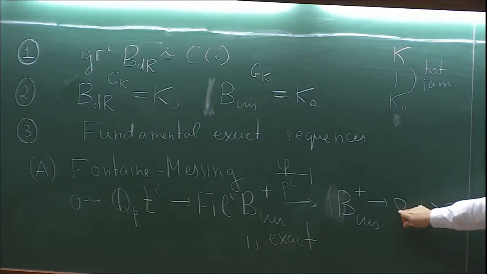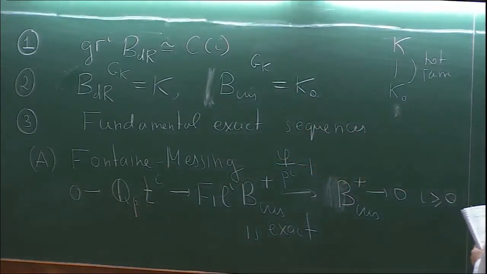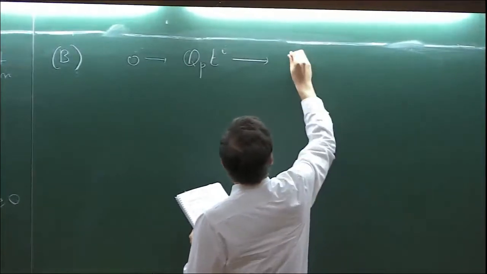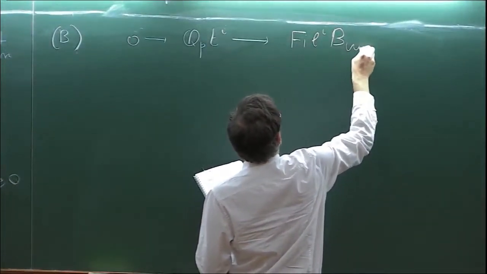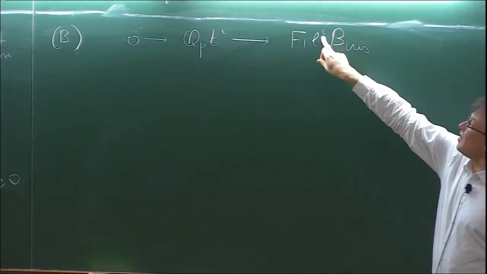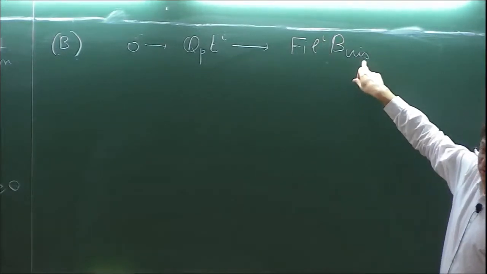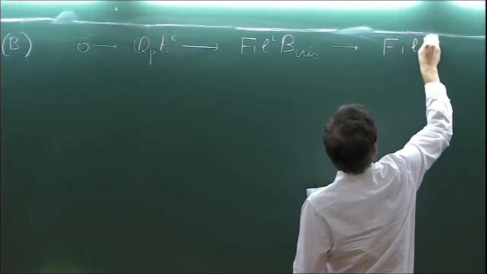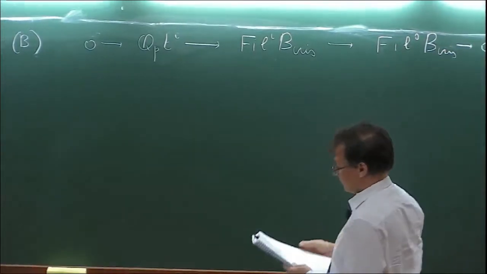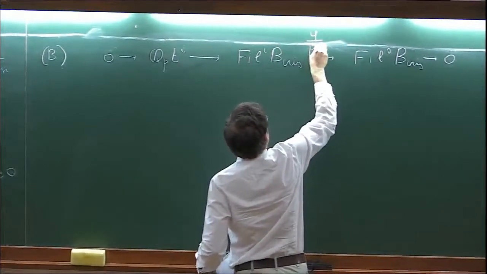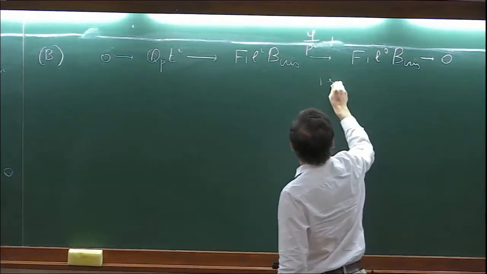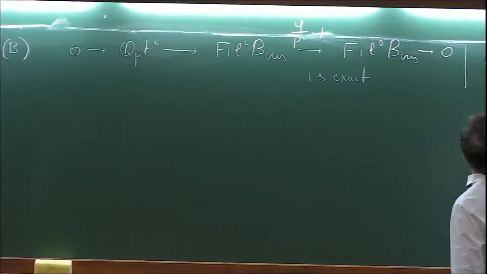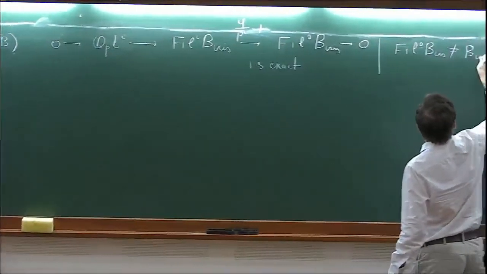And from this exact sequence, it is easy to prove the exactness of the following sequence. The first term is the same. Here we have the i-th filtration of B_cris, but not B_cris^+. This is not the same thing. And here we have Fil^0 B_cris. And the map is the same. Some warning: Fil^0 B_cris is not B_cris^+.